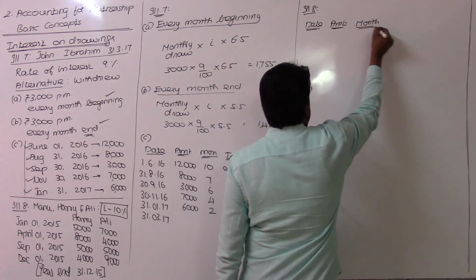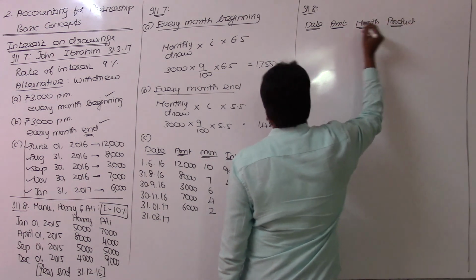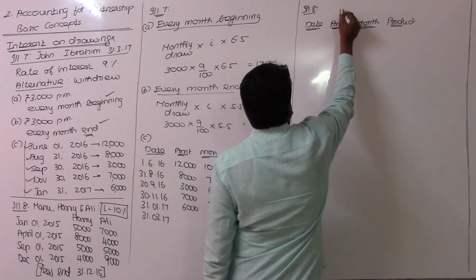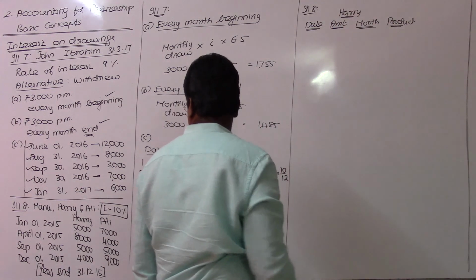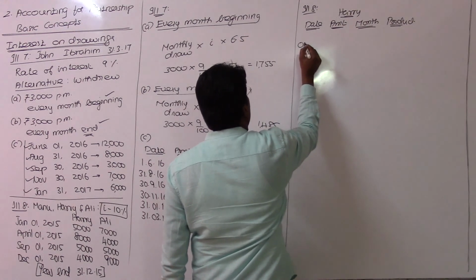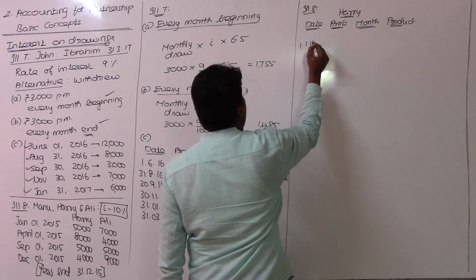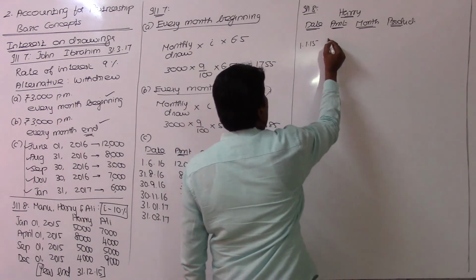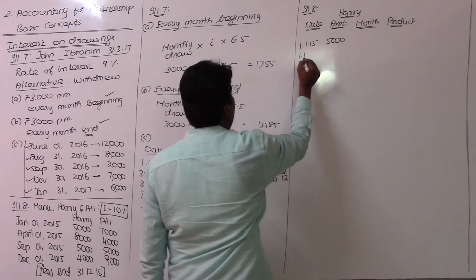This time I am going to use the product method. The first case I am going to calculate for Harry, then we will discuss Ali separately. So first, January 15. The amount of drawing is 5,000 by Harry.